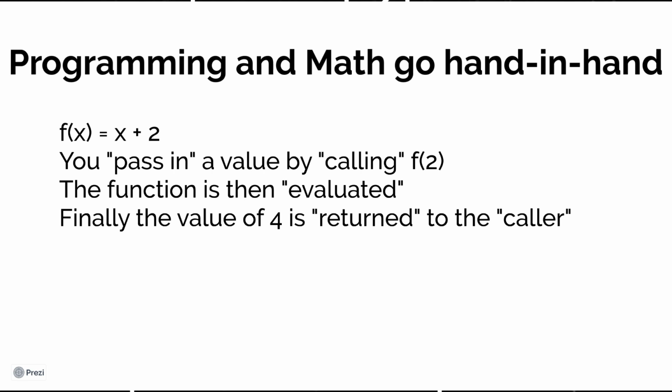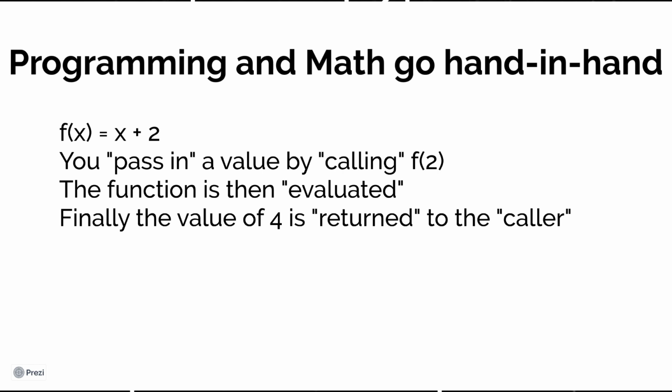By data transformation, we can take a look at math functions for a good example. Programming functions and math functions share a lot of similarities. So here we have f of x equals x plus 2. You can phrase this in programming terms very easily. You pass in a value by calling f of 2.